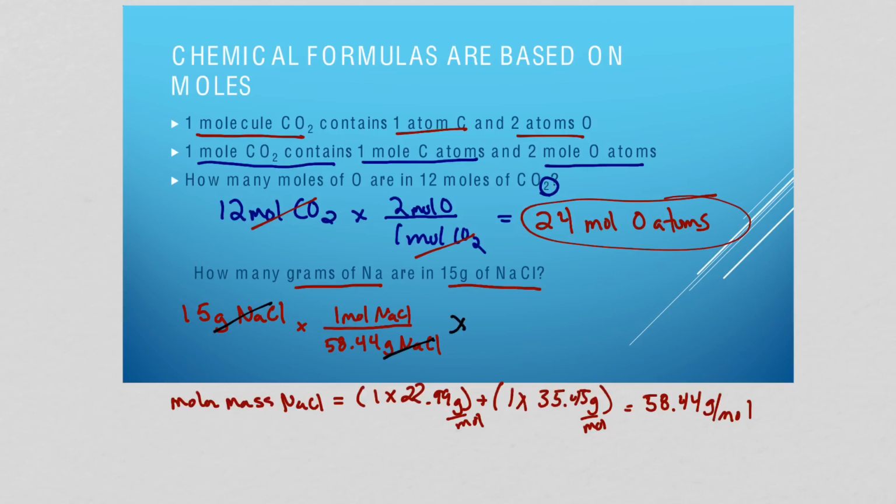Now, based on the formula, I know that every 1 mole of sodium chloride contains 1 mole of sodium. So by doing this conversion, I switch my units now. So my moles of sodium chloride cancel, and I'm left with moles of sodium. So if I were to stop here, it would tell me how many moles of sodium were in that 15 grams of sodium chloride. Now, I want to know how much mass that represents.